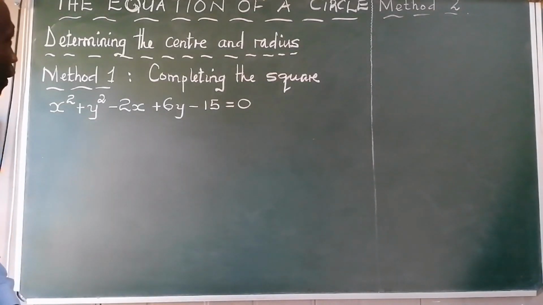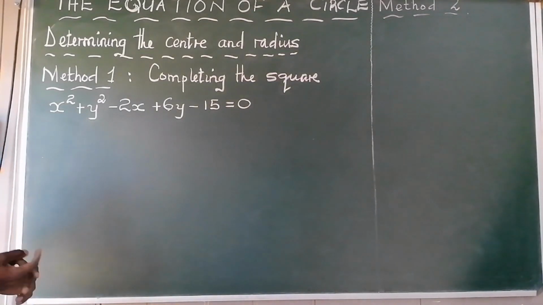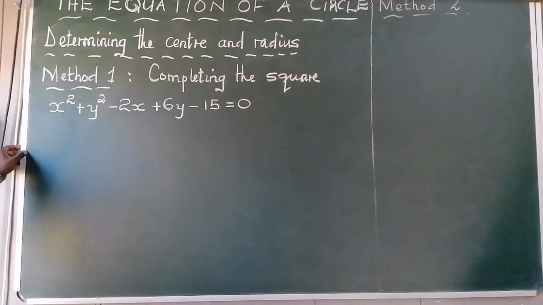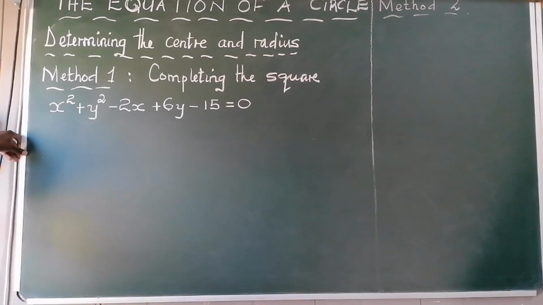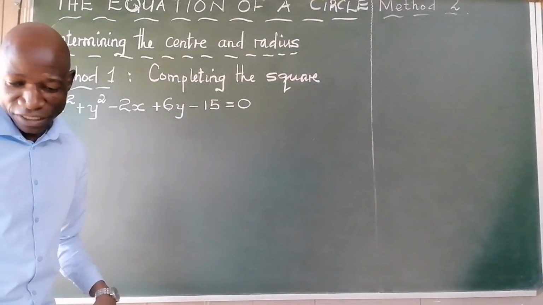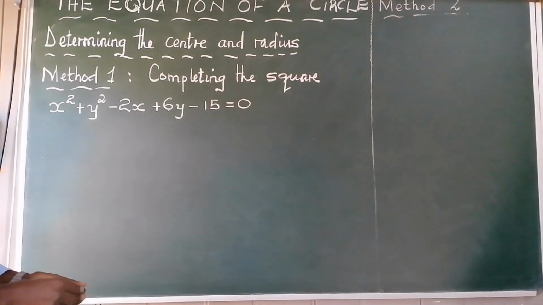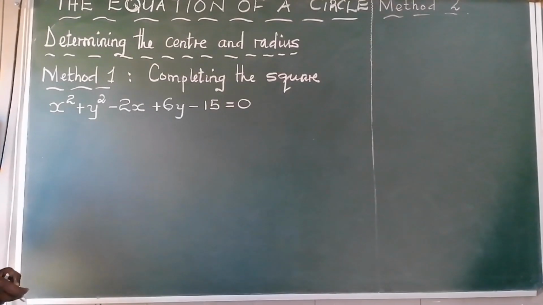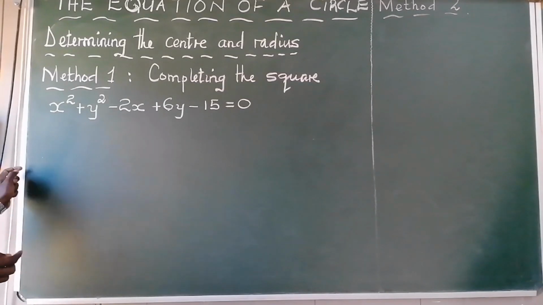Today it's so exciting. We are having the equation of a circle, and I am going to demonstrate one of the critical aspects of the equation of the circle. We are intending to determine the center and the radius. Now we are going to present two methods. The first method is by completing the square, and then method 2 I will show you as we proceed.